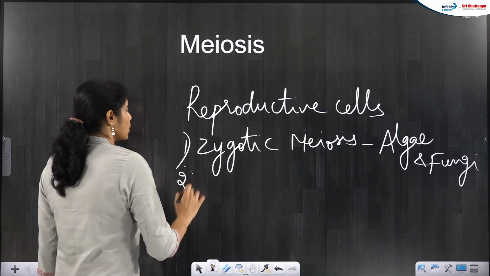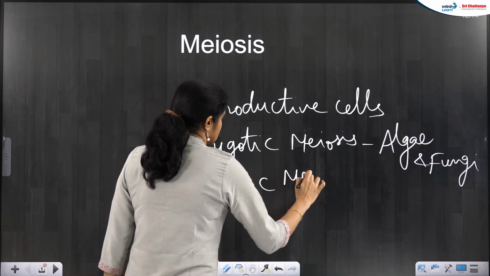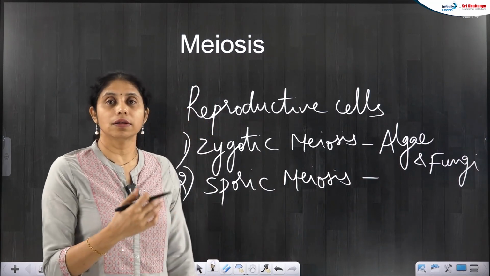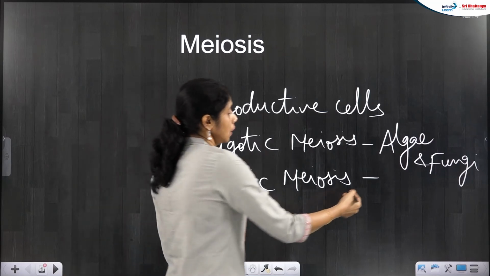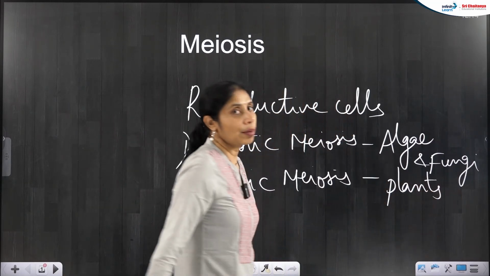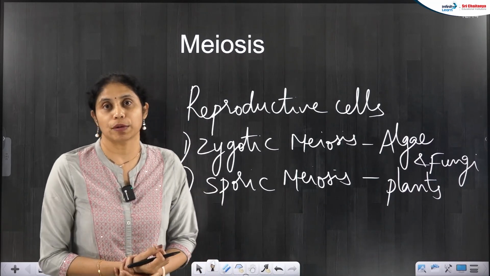The second type is sporic meiosis, which occurs in the formation of spores. It occurs in the spore mother cells and results in the formation of spores, and this type happens in plants, in all the plants you have learned: bryophytes, pteridophytes, gymnosperms and angiosperms.